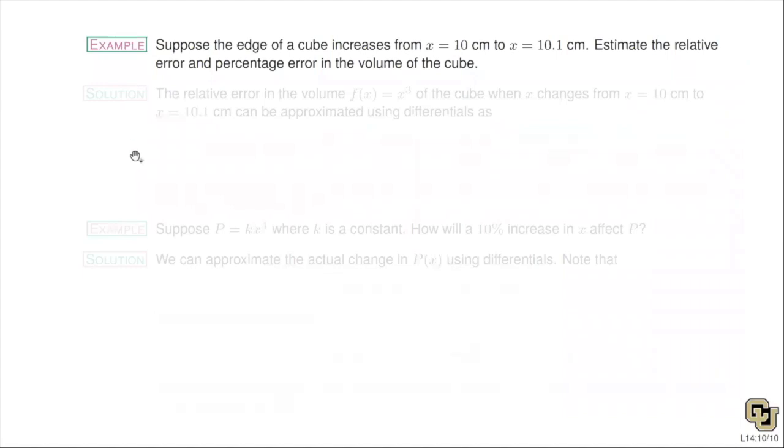So here we have this example that's related to the volume example from the previous slide. Suppose the edge of a cube increases from 10 centimeters to 10.1 centimeters. Estimate the relative error and percentage error in the volume of the cube. So we want to know what's the change in context of the original volume.